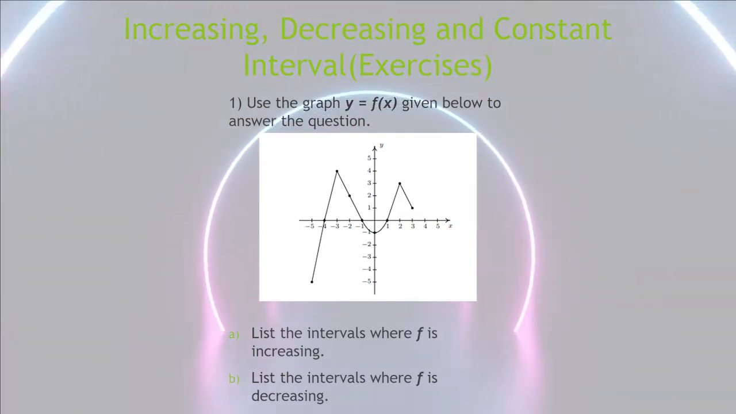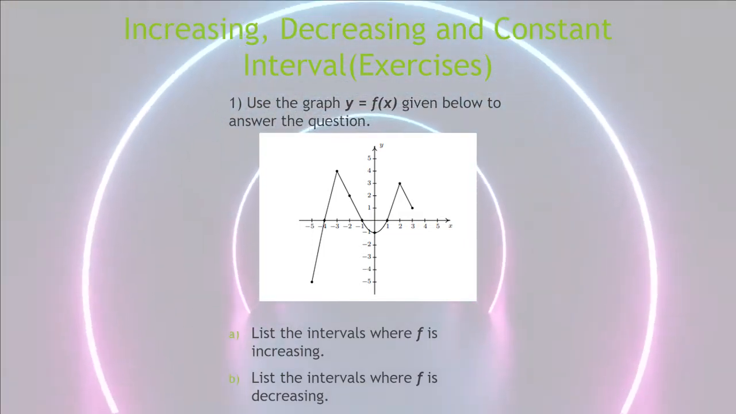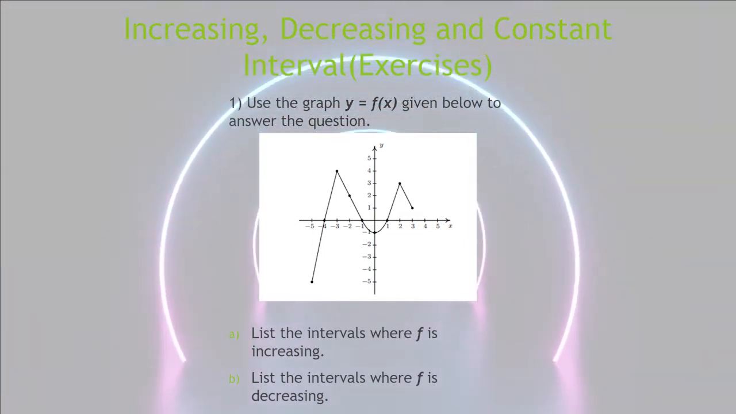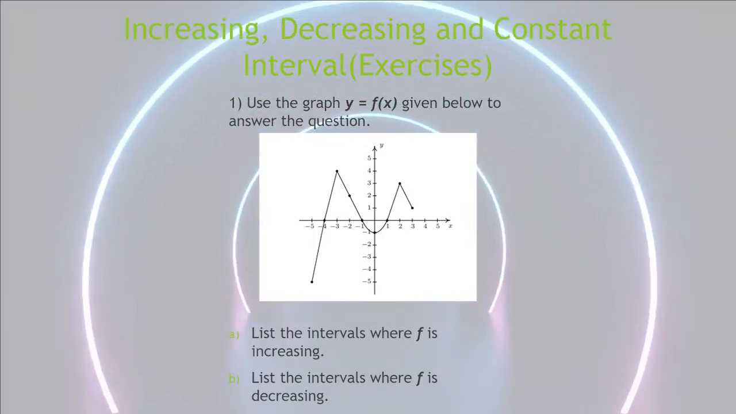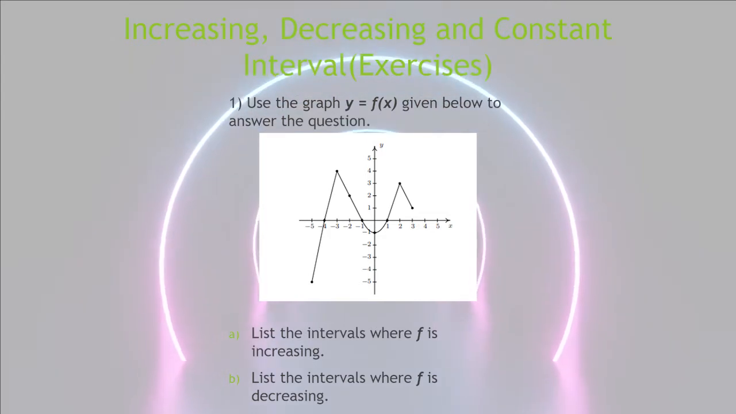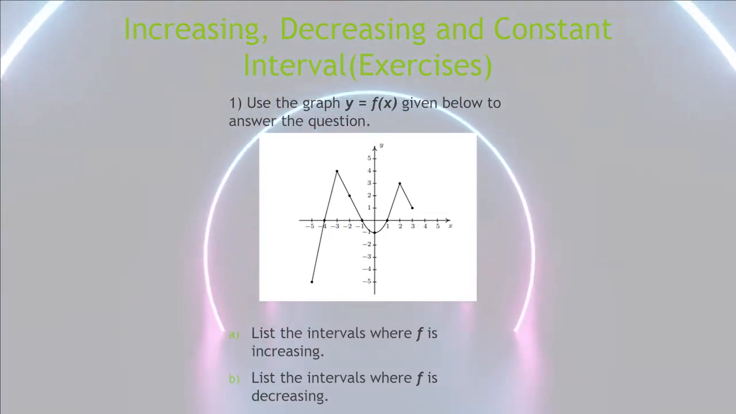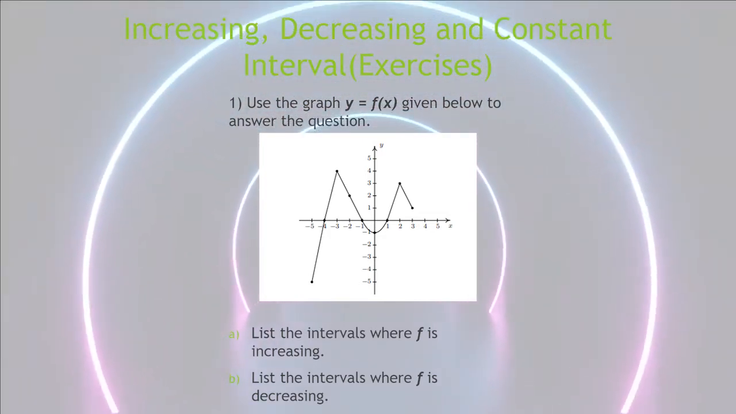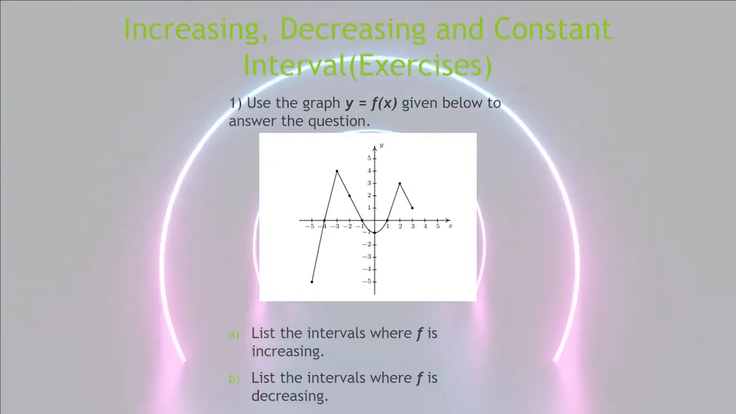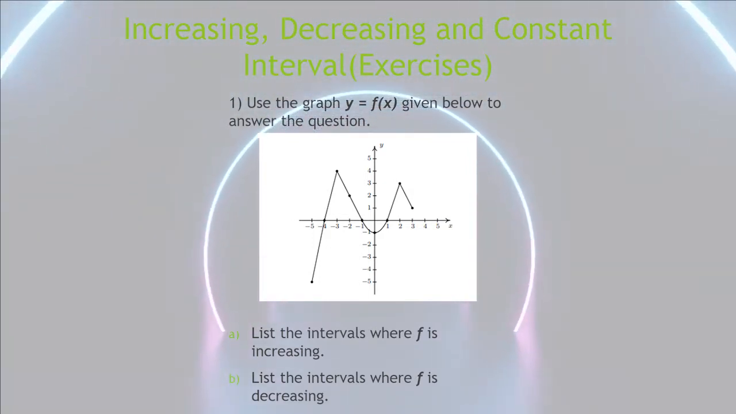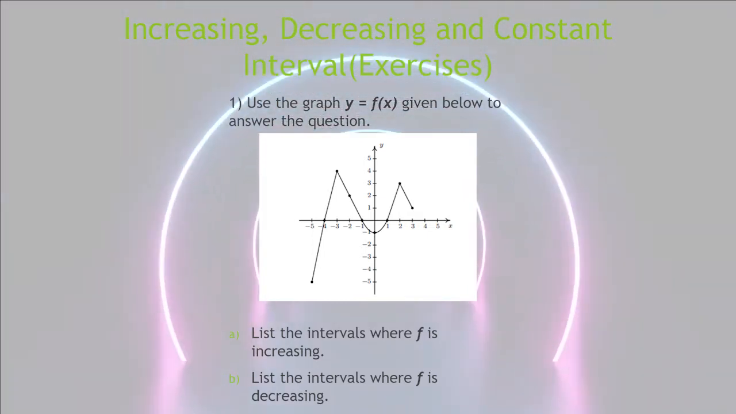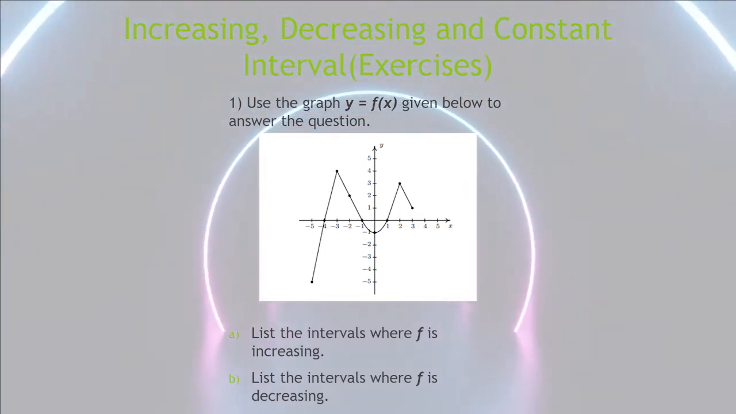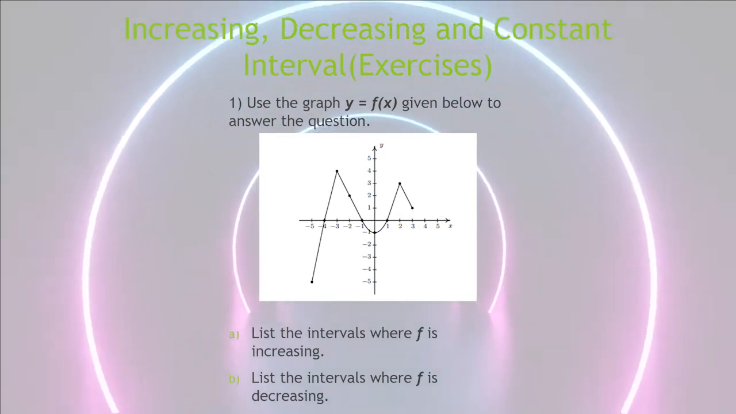If you are given a graph like this, the first thing that we have to consider is we need to look for the intervals from left to right, and the second thing is when describing an open interval, we have to use the x coordinates and not the y coordinates. I repeat again, we need to use the x coordinates and not the y coordinates. So the question is actually asking: list the intervals where f is increasing.